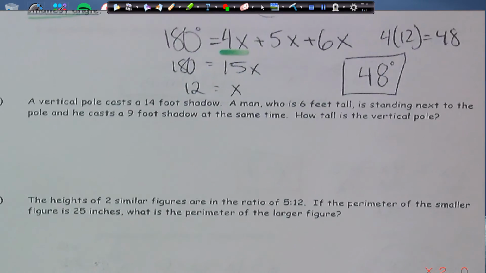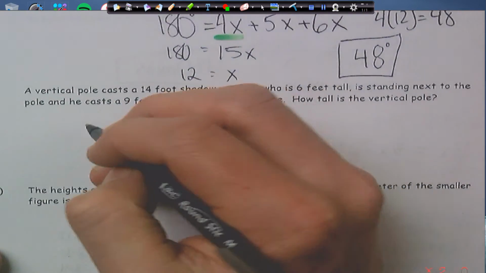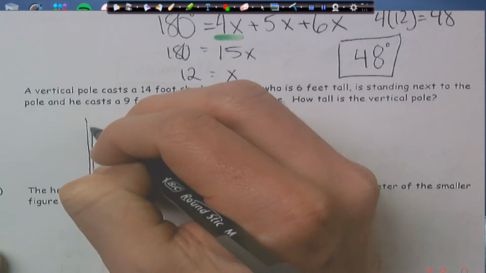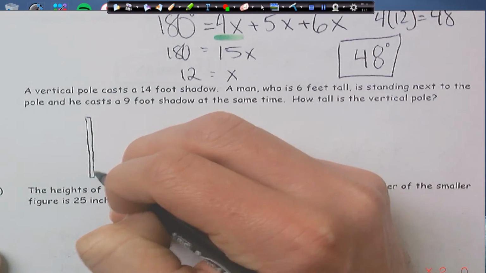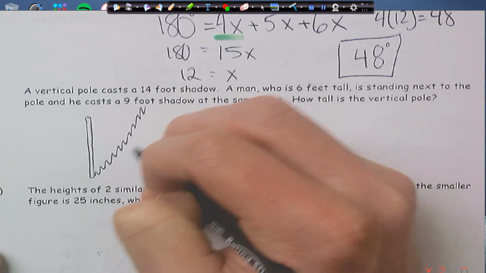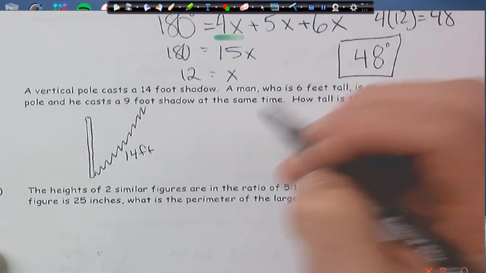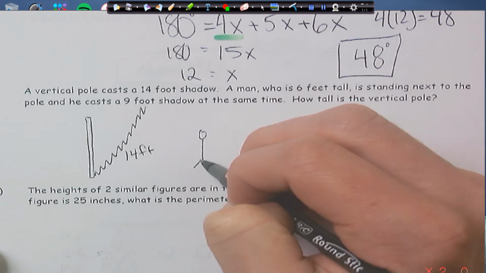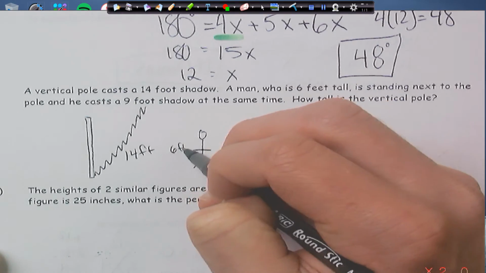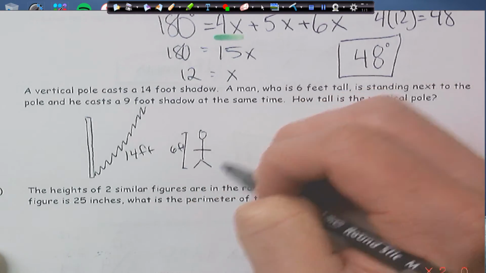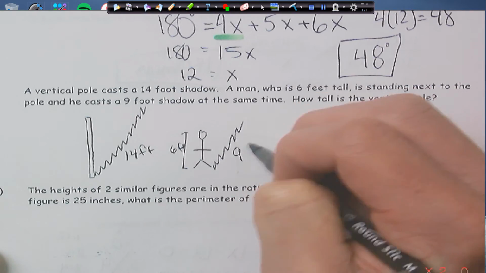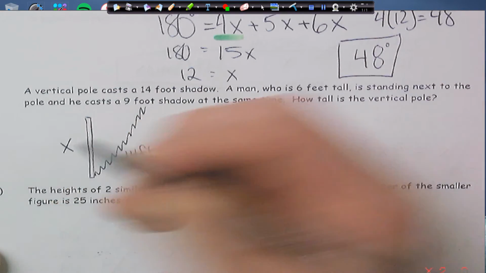This next problem, I like to draw a picture. It says a vertical pole, okay, casts a 14-foot shadow. Okay, so 14 feet right here. Then it says a man who is 6 feet tall cast a 9-foot shadow. How tall is the pole?